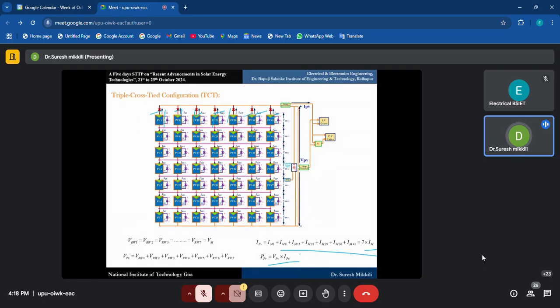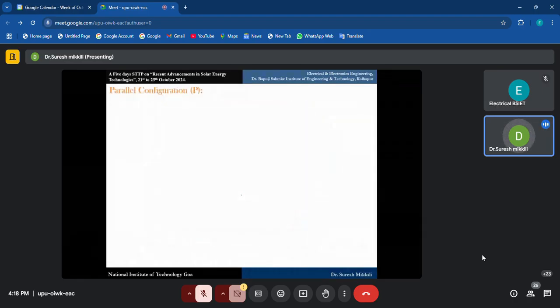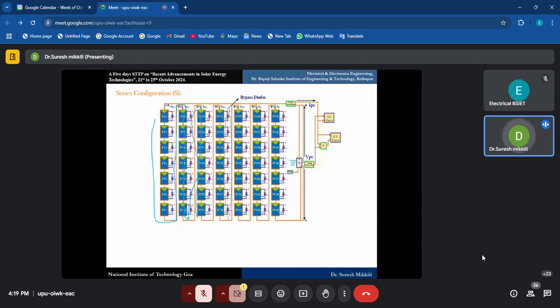So here, what is the advantage? See, total cross tied is one of the best conventional configurations compared to all the remaining configurations. Why? The reason is, take the previous module, I told you already, in any one series configuration, if any one module is shaded, the entire current flowing through all the modules will be decided by that module only. So the lowest amount of current will be flowing, then there will be a problem.